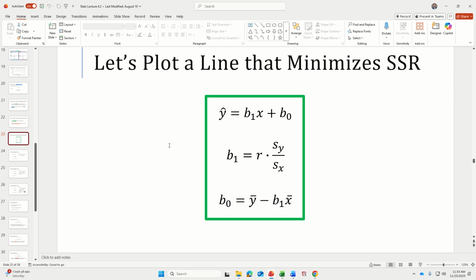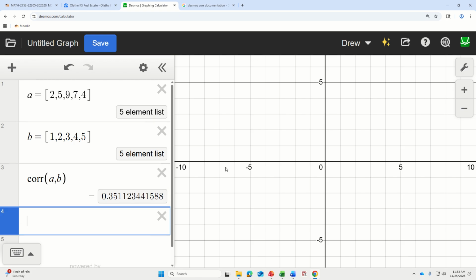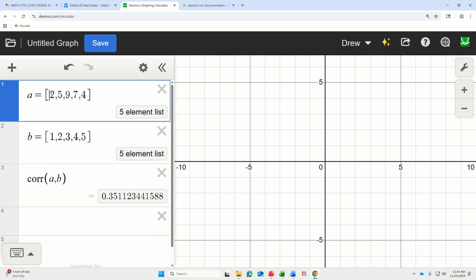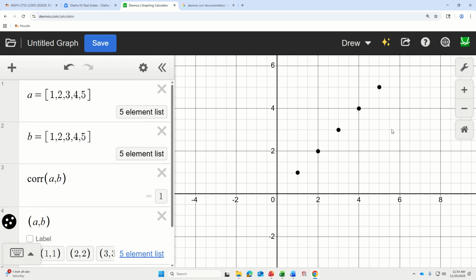And again, I think this is something that Desmos can do for us. But you got to pay really close attention here if you want to be able to do this the Desmos way. Here's the Desmos way. If I say A is my predictor variable, and I'm going to make this 1, 2, 3, 4, 5 for right now, I can plot all of those points on Desmos by typing in parentheses A comma B, so that A is my list of x coordinates and B is my list of y coordinates.